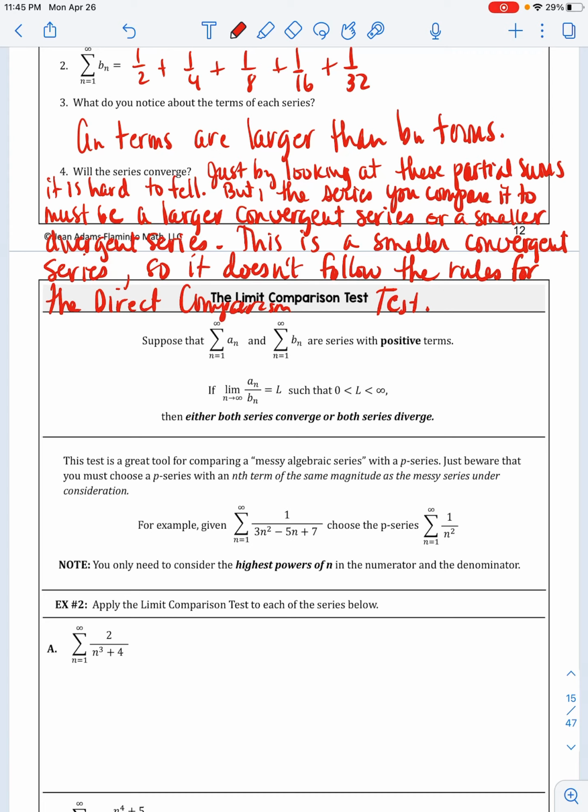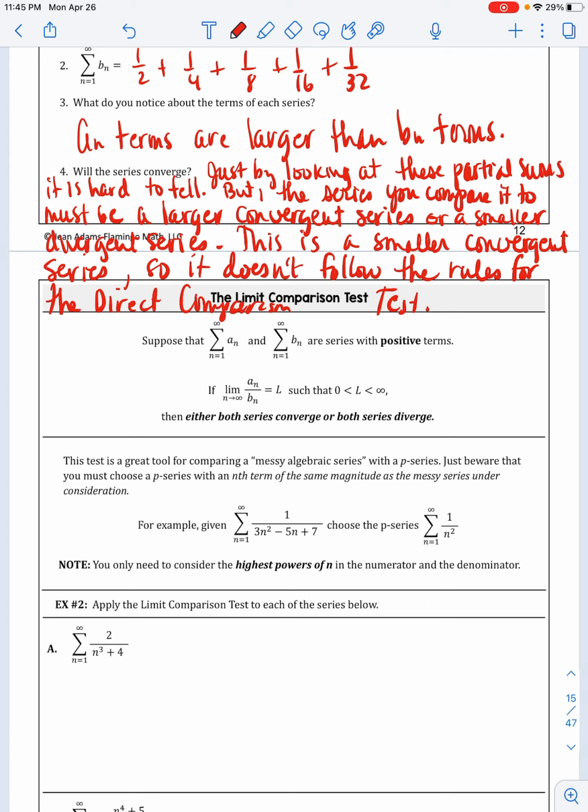Okay, so now the limit comparison test. Suppose that summation n equals 1 to infinity a sub n and summation n equals 1 to infinity b sub n are series with positive terms. If the limit of a sub n divided by b sub n equals some L, where L is between 0 and infinity, then either both series converge or both series diverge.